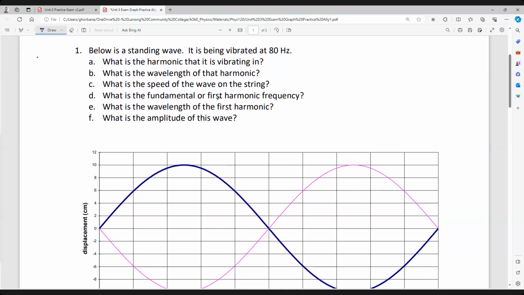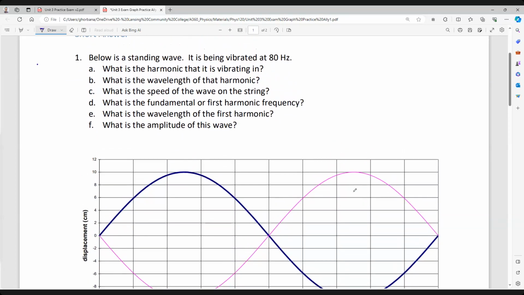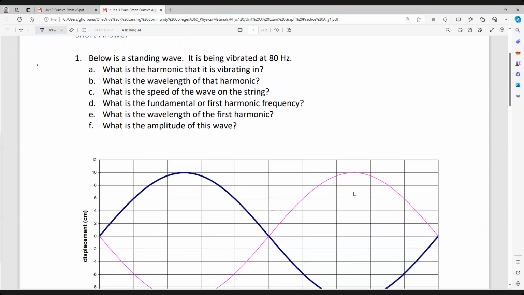So we kind of answered the first one. What is the harmonic that is vibrating? Because we see two loops here, it means that it is vibrating in the second harmonic. Okay, what is the wavelength of that harmonic?